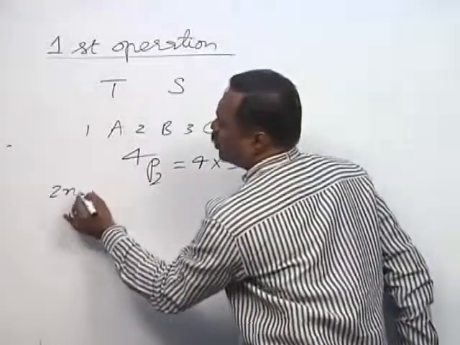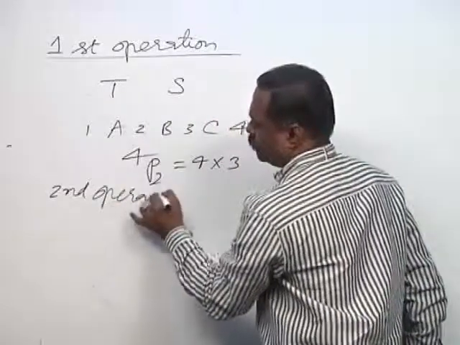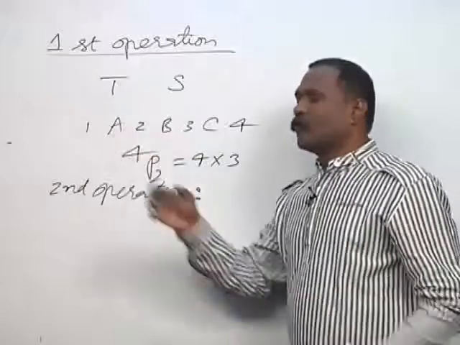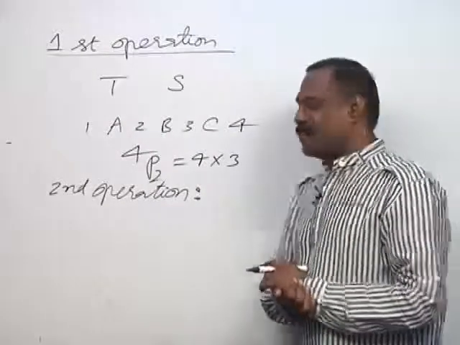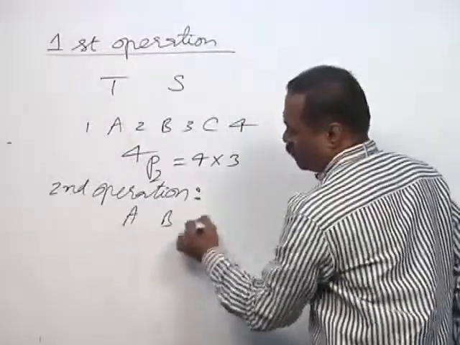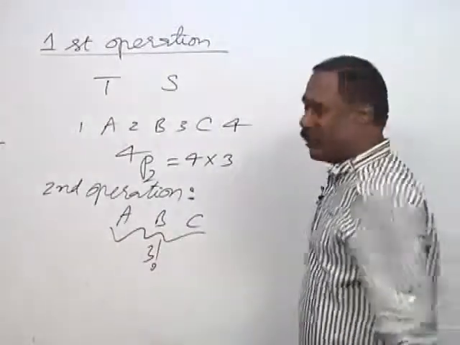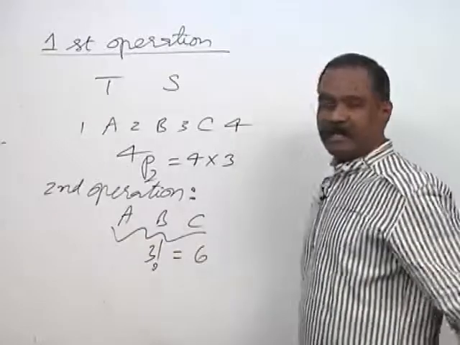Now what should be the second operation? Second operation means these 3 persons, A, B, C, among themselves can be arranged in how many different ways? 3 factorial different ways. What is 3 factorial? It is 6.